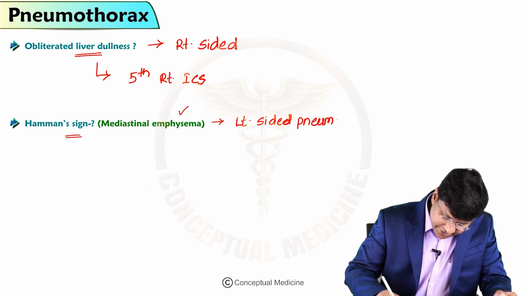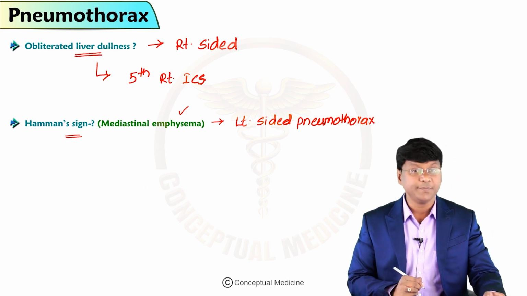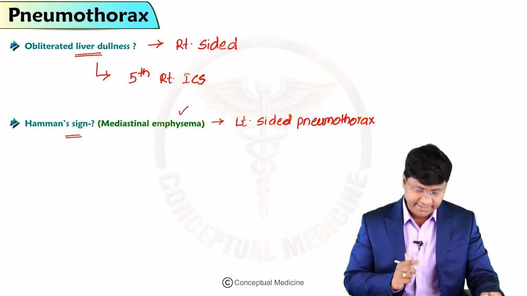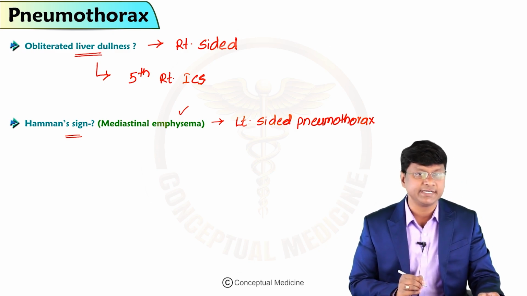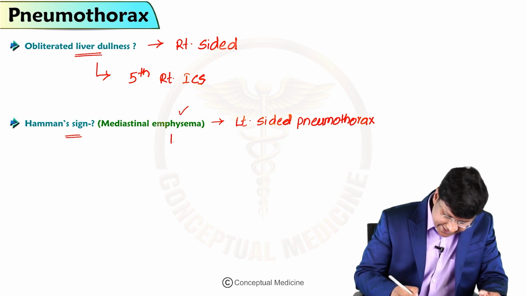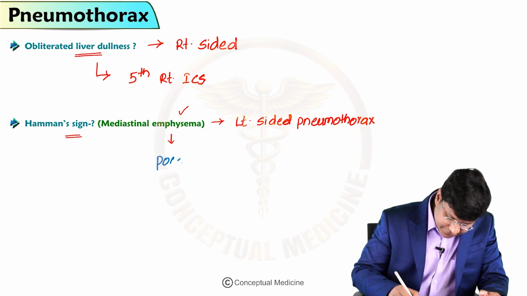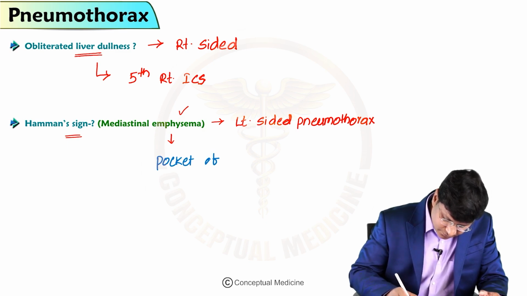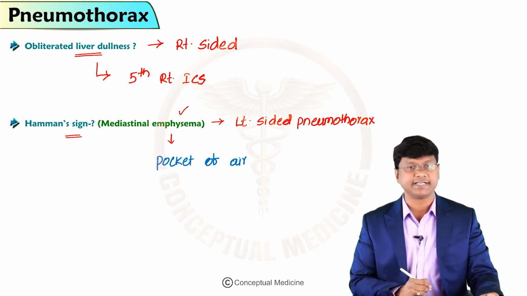Right, where the individual will develop left-sided pneumothorax. Okay. Now, what happens here in patients with mediastinal emphysema? So, what is this? It is a pocket of air, which is accumulated within the mediastinum.